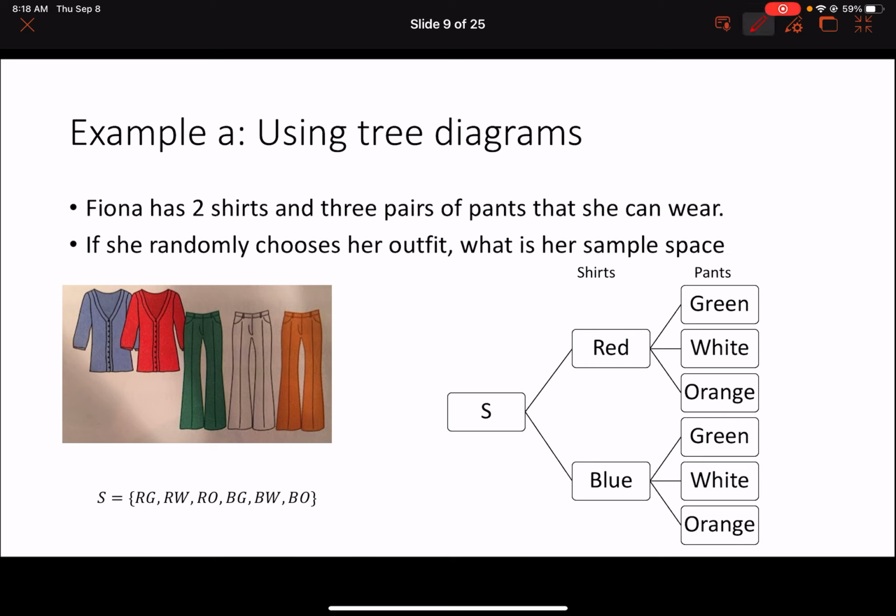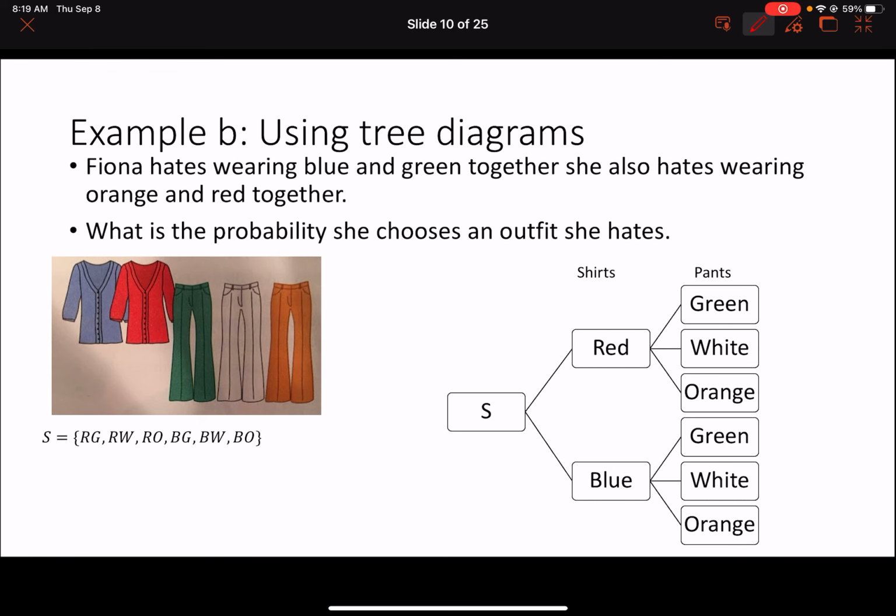So our set notation is: red green, red white, red orange, blue green, blue white, or blue orange. Okay, so that's our set notation there.